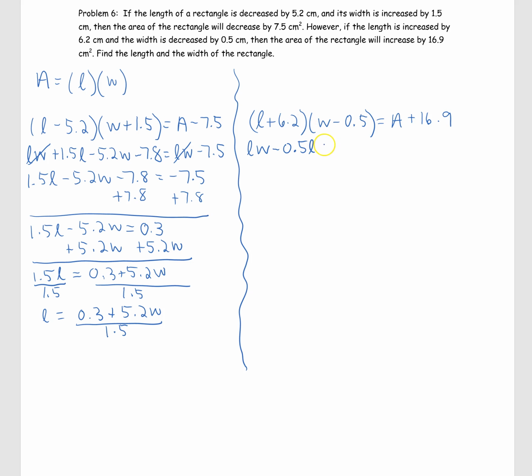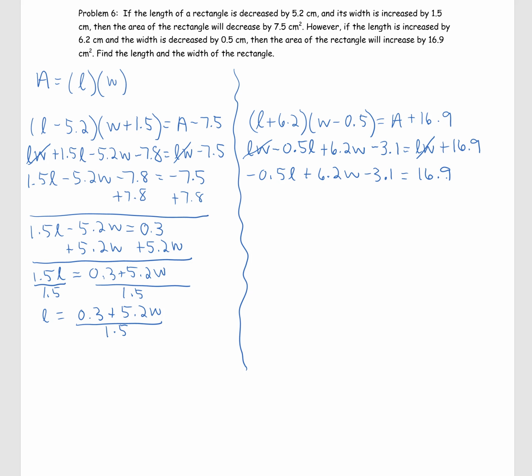6.2 times W is 6.2 W. And a positive 6.2 times a negative 0.5 is negative 3.1. Then again, I'm going to substitute L times W for A here. And I still have the 16.9 on the outside. And again, I have L times W on both sides of my equation, so I can cancel that out. And I'm going to rewrite what I'm left with, which is negative 0.5 L plus 6.2 W minus 3.1 equals 16.9.